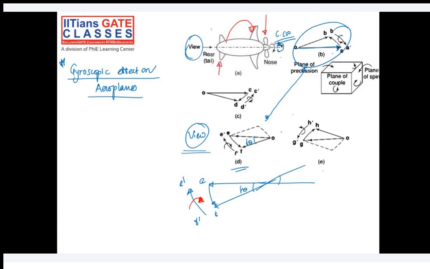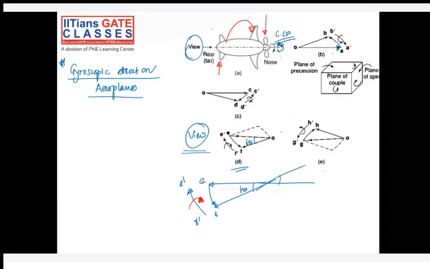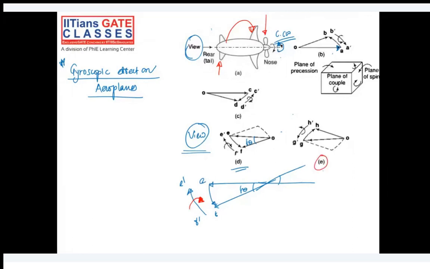Here it was producing a counterclockwise couple which was raising the nose and lowering the rear, whereas if we just change the axis of rotation of the propeller, things will change. Nose will go down and tail will go up. Okay, and the last situation is this: we are rotating the rotor or propeller in a counterclockwise direction, and we are taking a right turn. Okay, and that is just opposite of the scenario in figure number C. Okay, opposite.